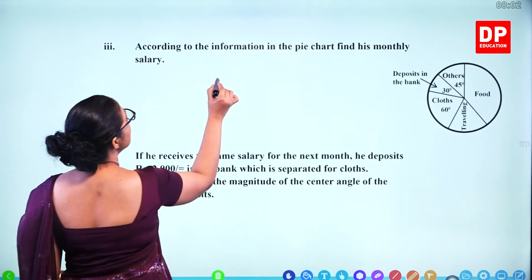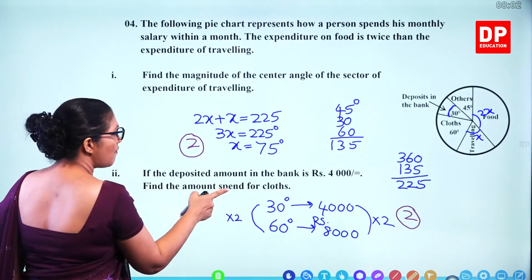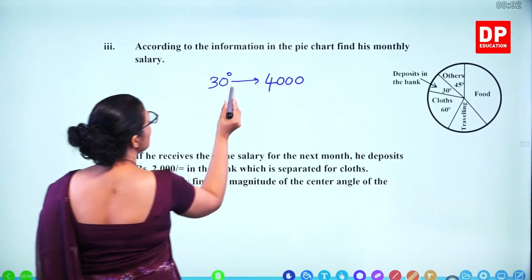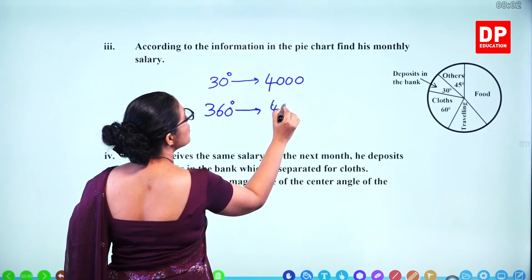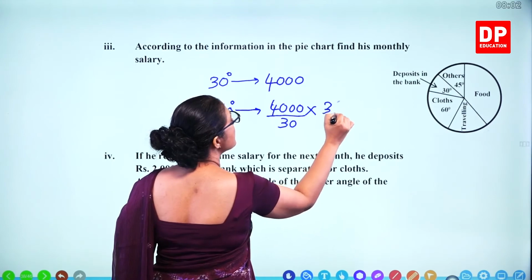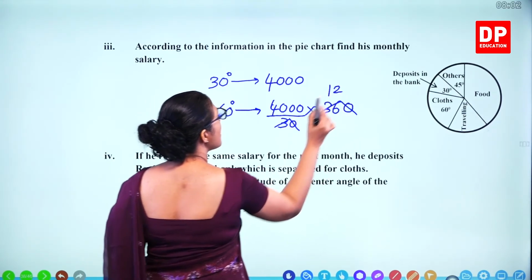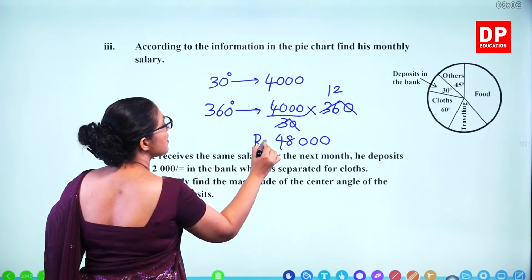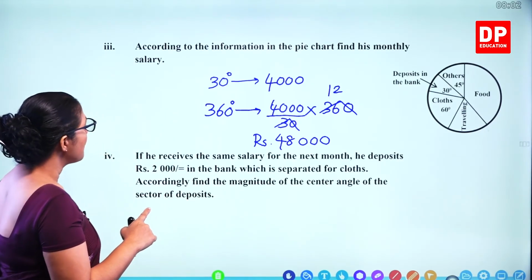So we can write 30 degrees is given 4,000. So what about 360 degrees? That's the total amount. 4,000 divided by 30 into 360. 12 times 4, 48. 3 zeros, 48,000 rupees is the salary, monthly salary.